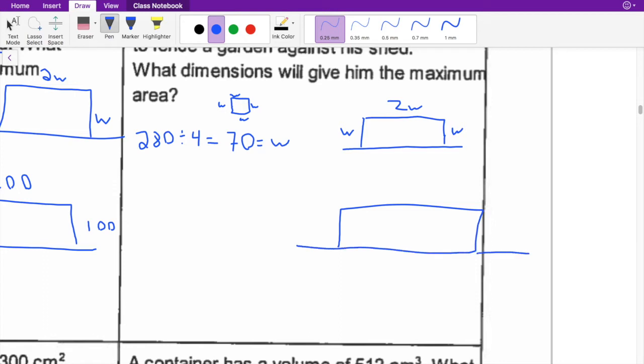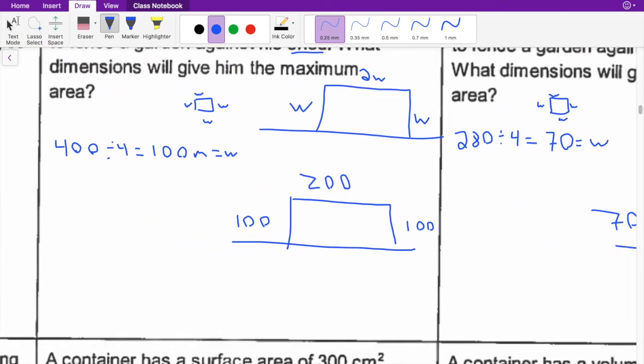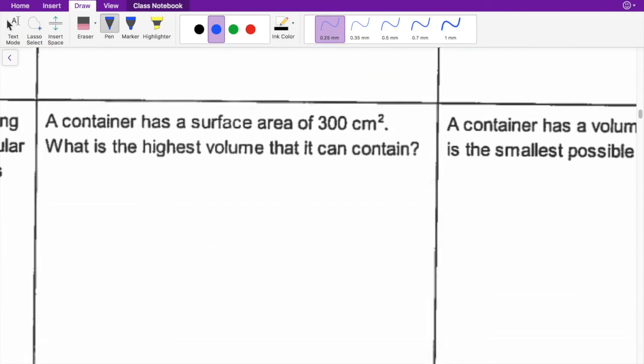So that will now equal, if I go here and make my shed over again, if I have one width on this side, it's going to be 70. If I have one width on this side, it's going to be 70. And if I have 2 widths, 2 times 70 is 140. Right, on to our last question. A container has a surface area of 300 centimeters squared. What's the highest volume that it can contain? So this is kind of combining optimization and now prisms.